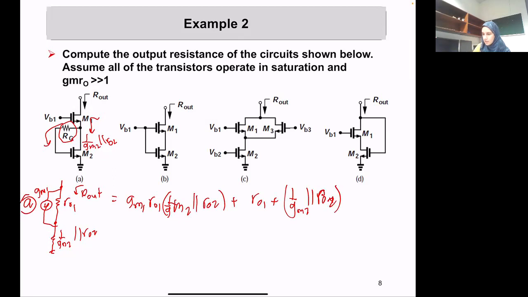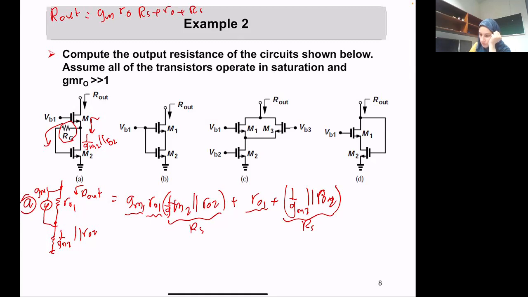Okay, so again, this is the GM times R out times the RS, plus the R out plus the RS. The same, again I'm reminding you, as the standard relation for the cascode impedance: GM, R out, RS plus R out plus RS. Okay, so this is what we just did exactly here.